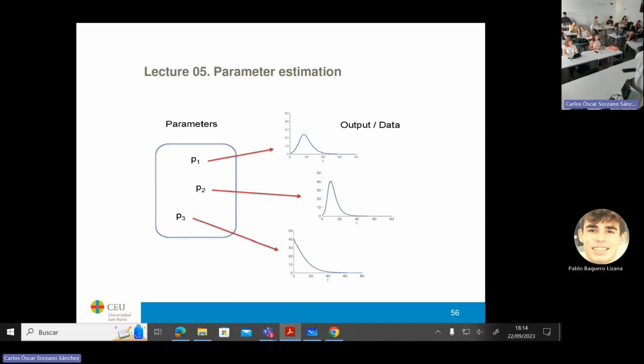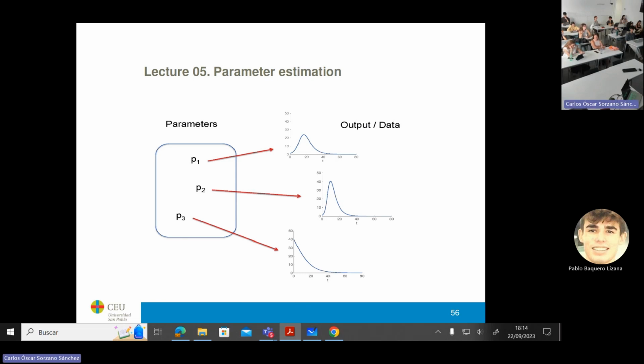Okay, so let's see the next lecture in the book. There is this parameter estimation. We have seen that in all these models you have parameters, and depending on the parameters that you choose, you will have a different response of the system. And you may have different problems there. One is simulation: given the parameters, tell me the output. The other one is the opposite: given the output, tell me the parameters.